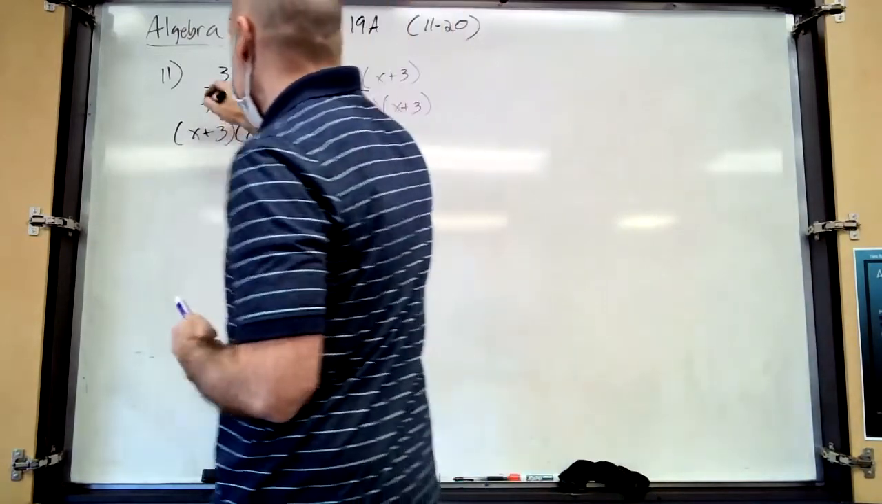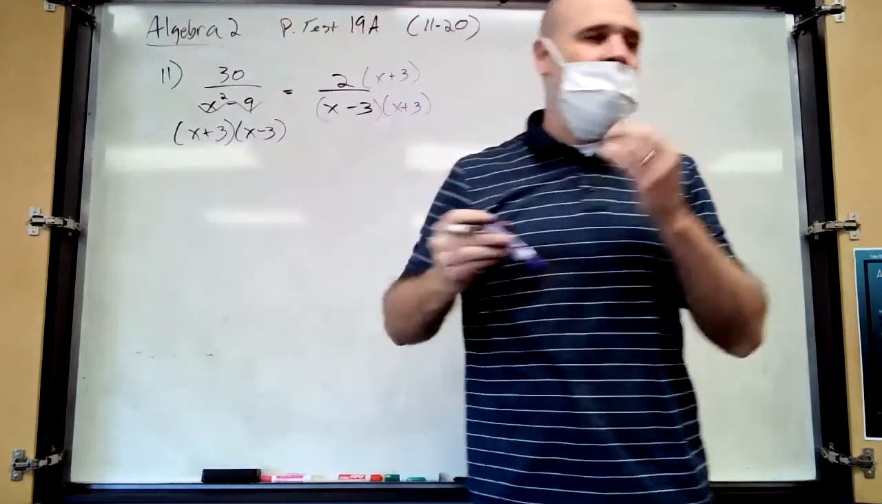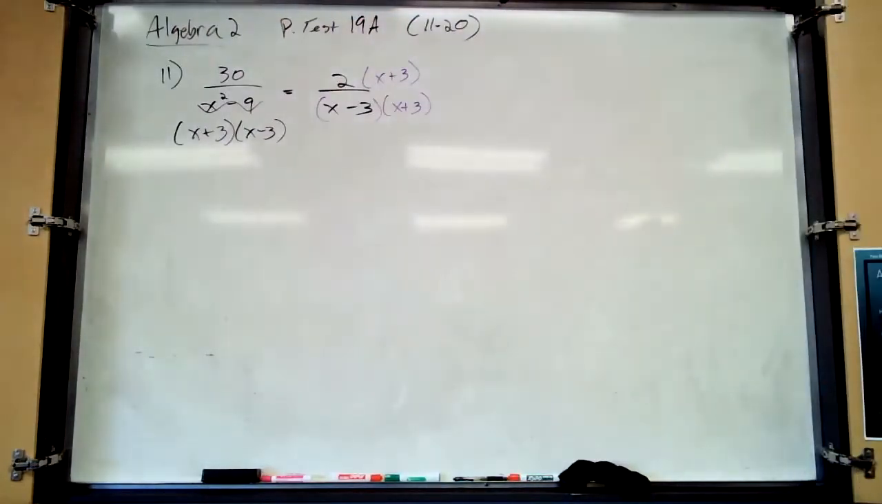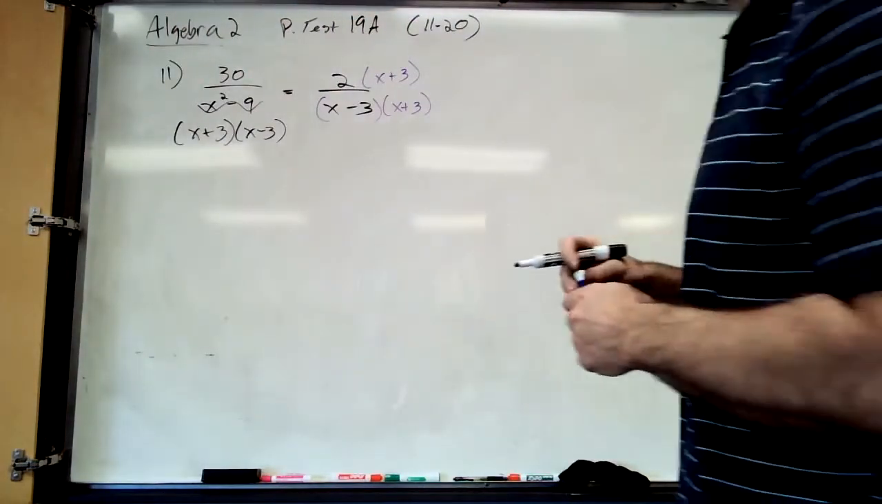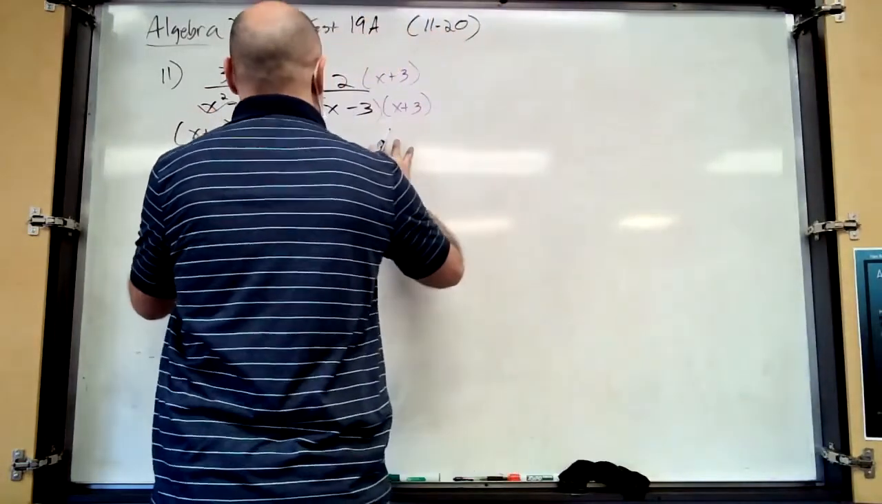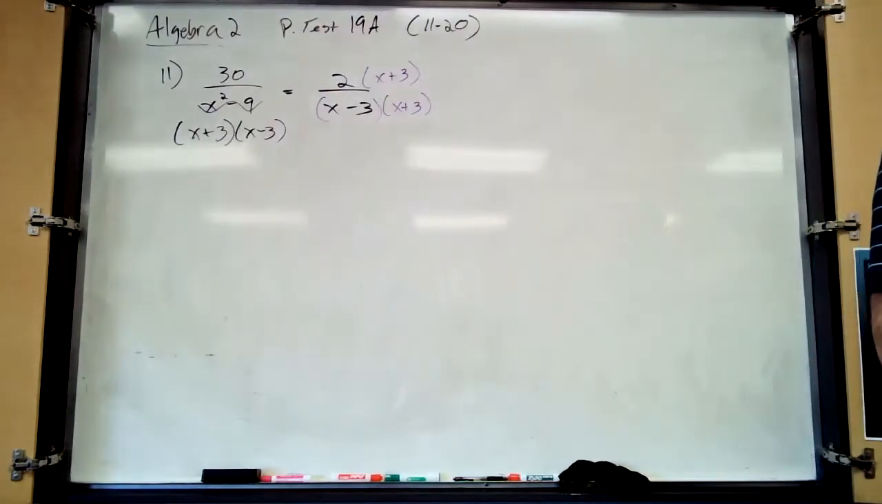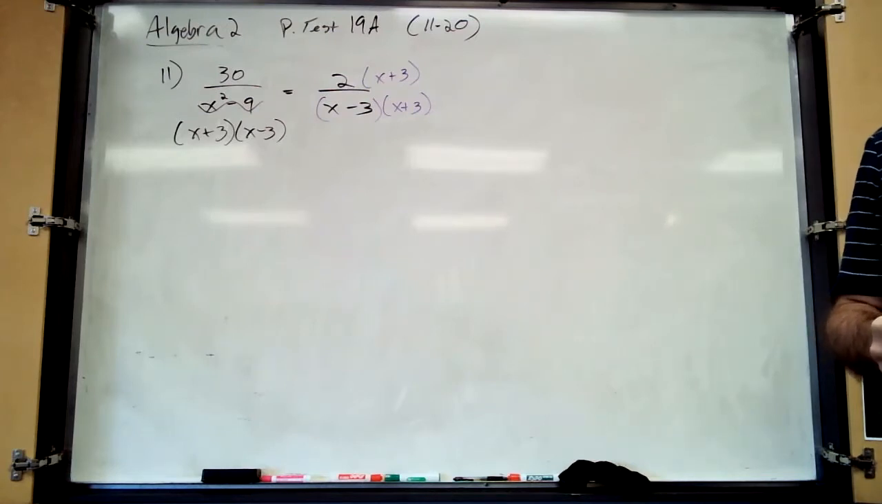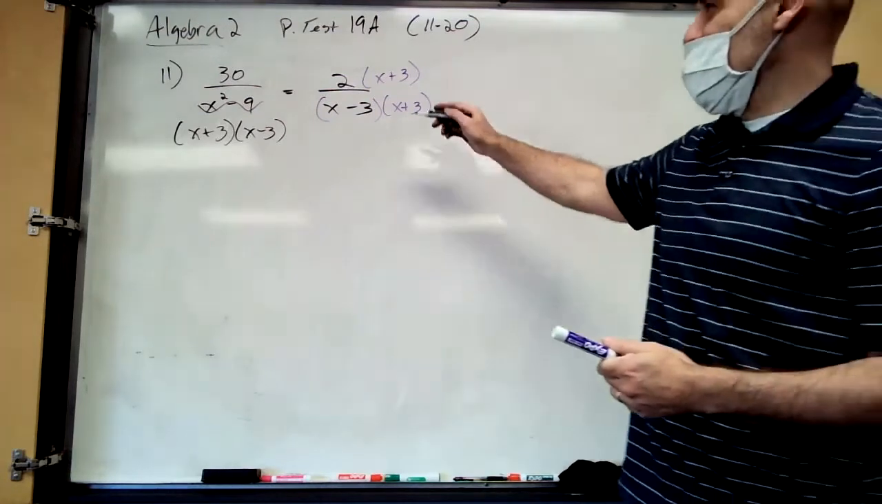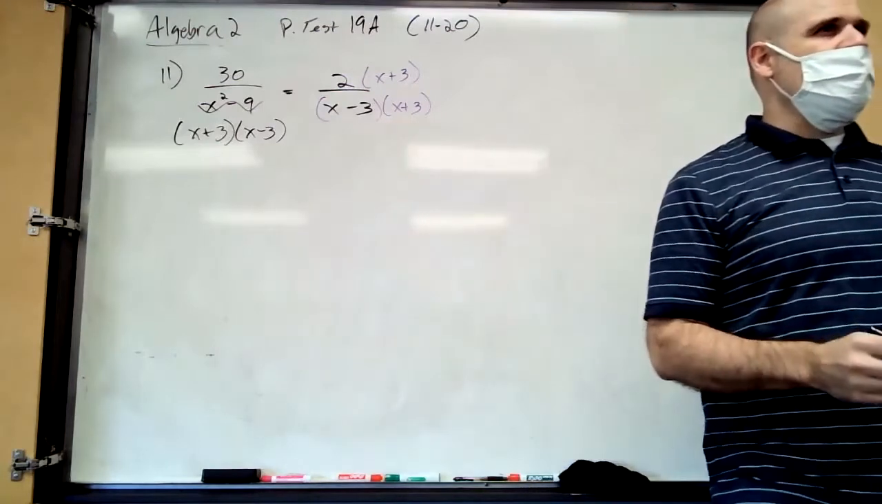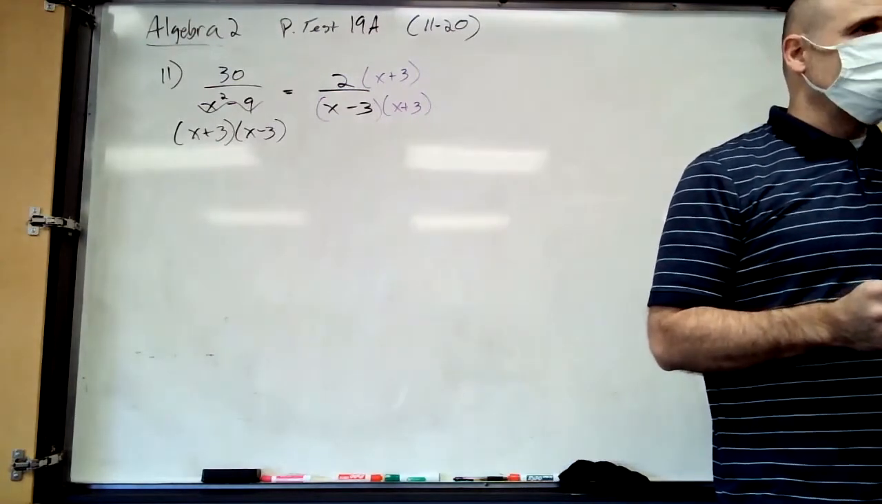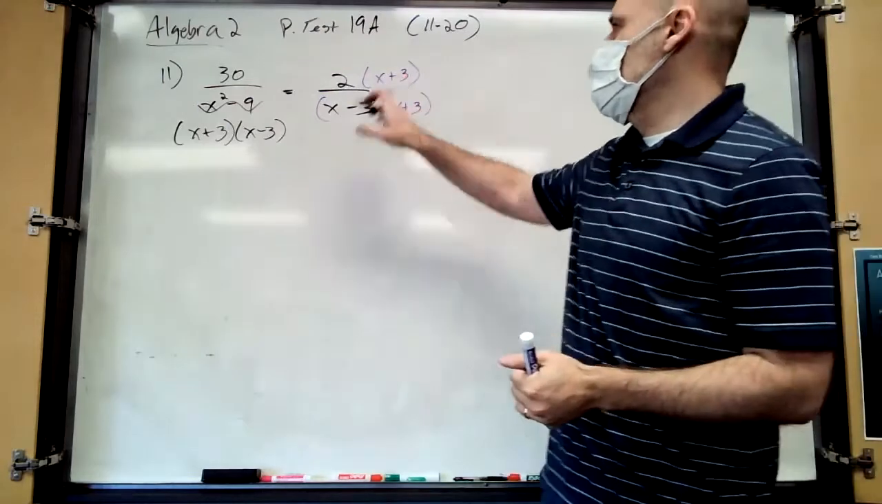Okay. This is one way to do it. This is what I would prefer, but you don't have to. Now that we have the same denominator, what can we do next? Will it simplify? You need to distribute on the top. Yeah, you could: 2x plus 6.